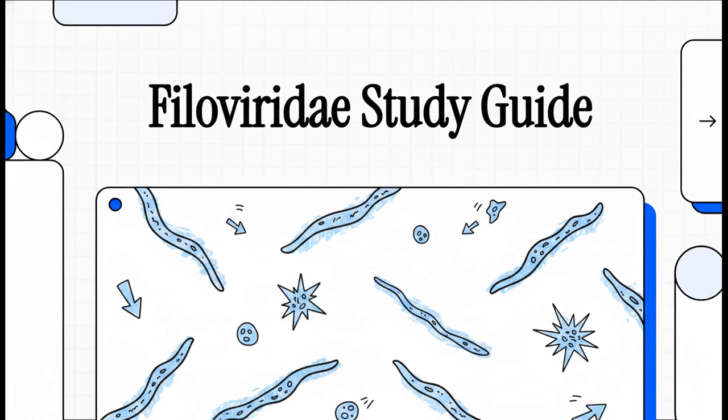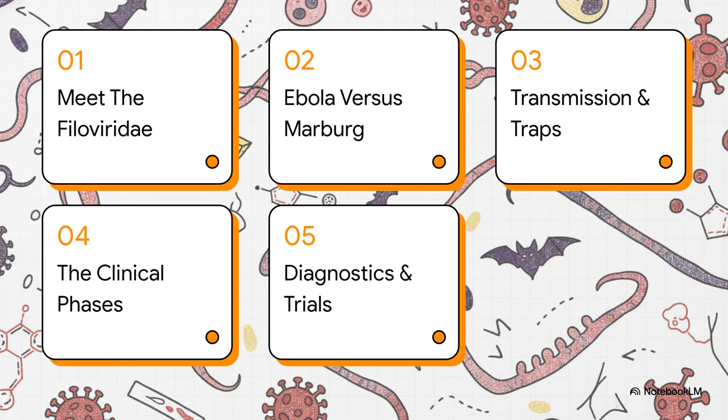We're going to break down the virology, bust some massive myths, and give you the absolute high-yield facts you need to know. So here's our game plan for this explainer. 1. Meet the Filoviridae. 2. Ebola versus Marburg. 3. Transmission and exam traps. 4. The clinical phases. And finally 5. Diagnostics and treatment trials. Let's get to it.